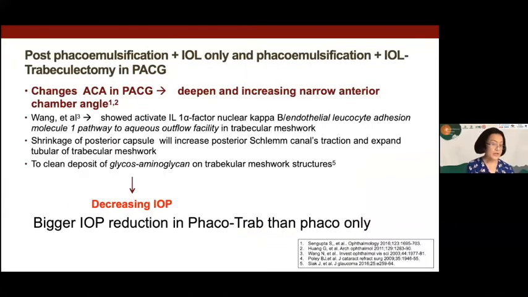Using ASOCT, we observed the change of profile of the anterior chamber angle in primary angle closure glaucoma eyes, namely by deepening and increasing the width of the anterior chamber angle. The shrinkage of the posterior capsule increases the traction of the Schlemm's canal and expands the trabecular meshwork. We also cleared glycosaminoglycan deposits in the trabecular meshwork structure. This all supports achieving PACG IOP reduction. Bigger IOP reduction is found in the phaco-trabeculectomy group.